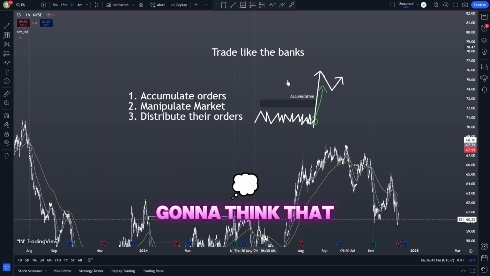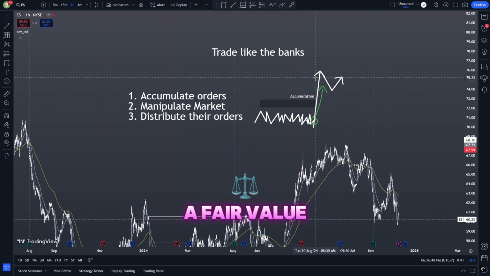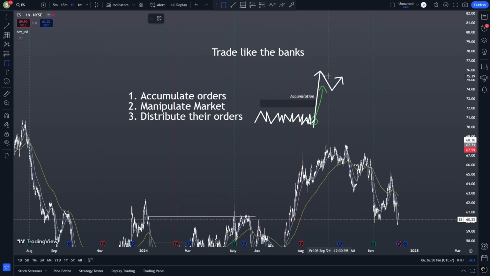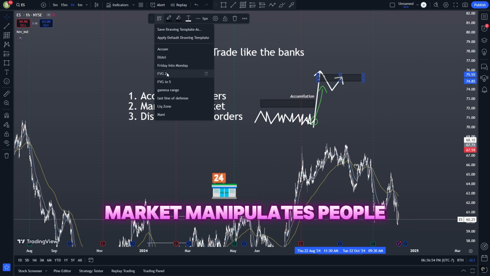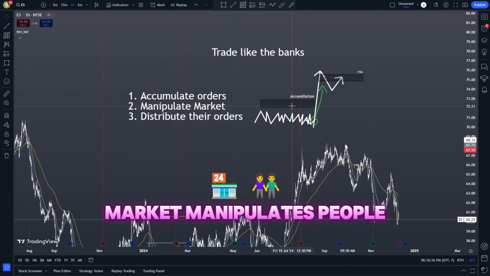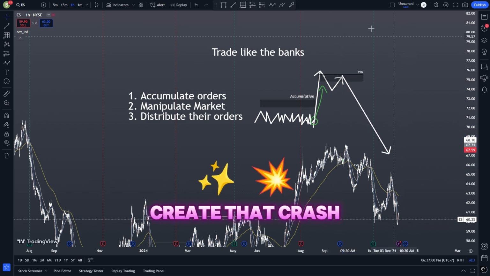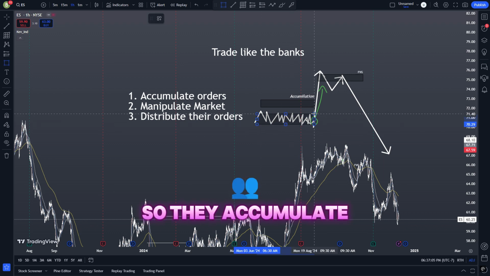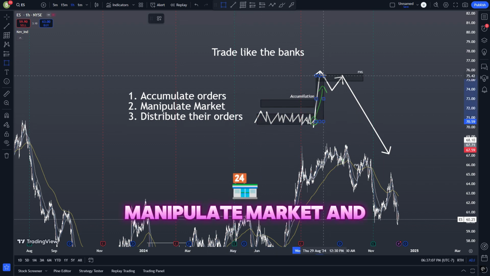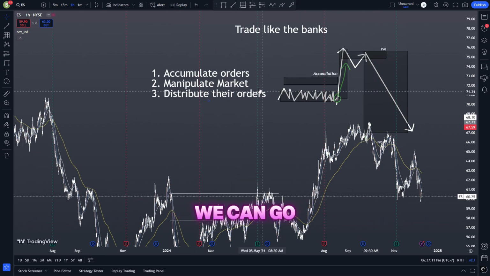You guys are going to think that, hey, hold on, we're still holding our structure. From there, a fair value gap gets formed here, and that is exactly how market manipulates people into thinking we're going to go up, and from there, that's when you create that crash. So let's go find how they do this. So they accumulate orders, manipulate market, and then distribute it. Let's see how we can go find that in actual market sessions.